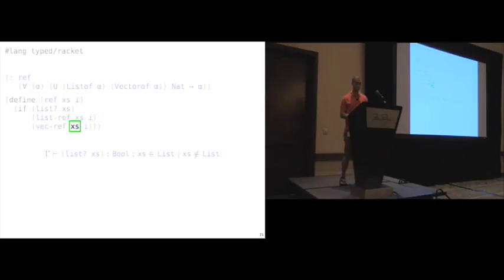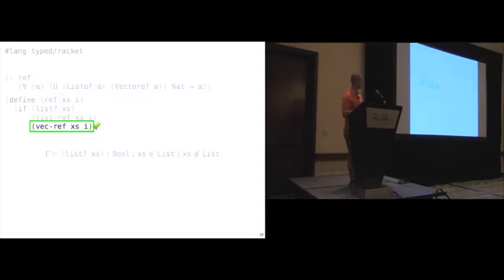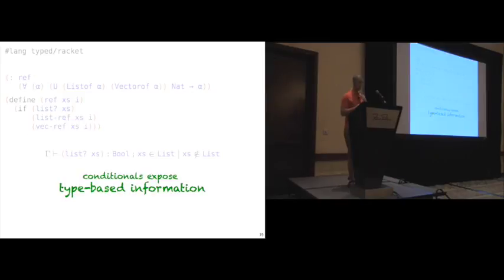A little more complicated. For X's there, we started out as a list or a vector, and we now know we can derive that X is in fact a vector, and the insight here is that the way that Typed Racket works today, conditionals expose propositions. In adding refinement types, we use these propositions that are already being generated.